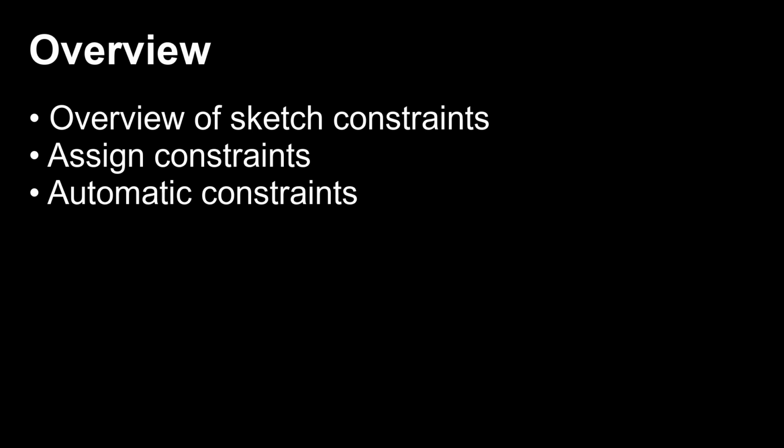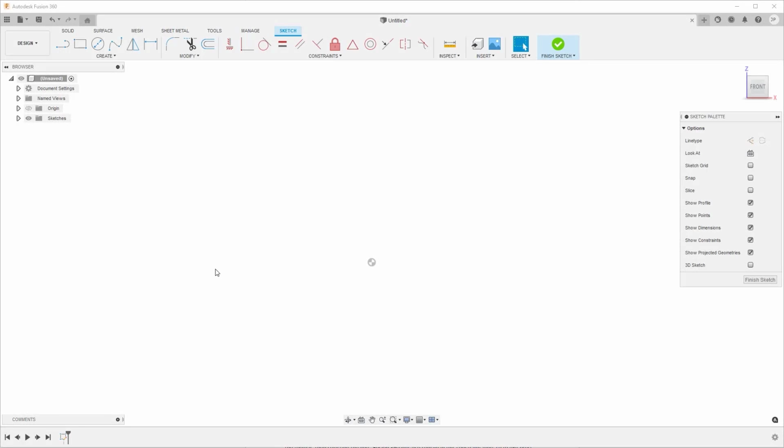Welcome to this video on sketch constraints, where you will learn how to apply constraints to a sketch to lock down key features in a parametric design in Fusion 360. The constraint features in the sketch environment let you align existing sketch geometry that is relative to other existing sketch geometry or the coordinate system.